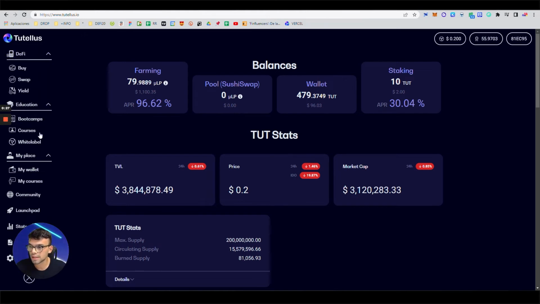We already talked about this left panel over here at the beginning of the course. Now I want to talk about the dAPP. What are these different four boxes that we see? On the corners we see the box of farming, where it gives you a 96.62% APR. Okay, this is a yield that must be taken into consideration.